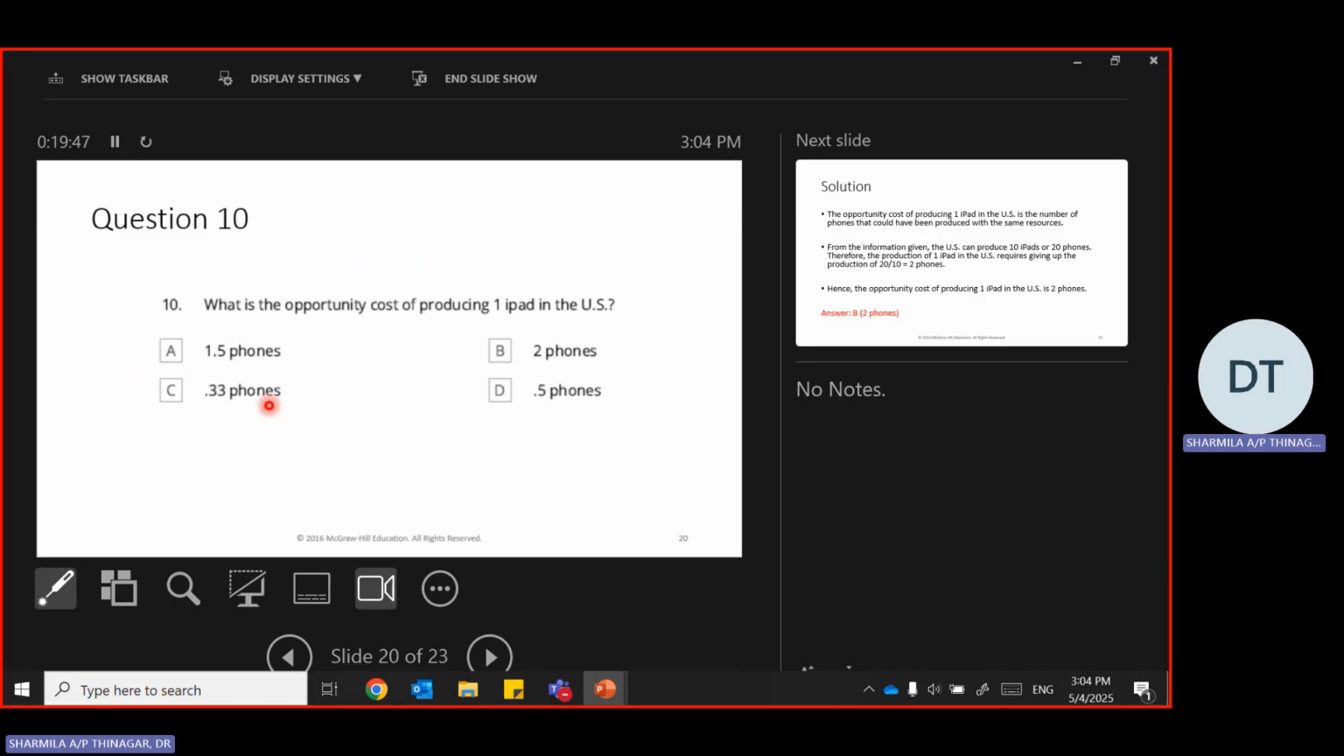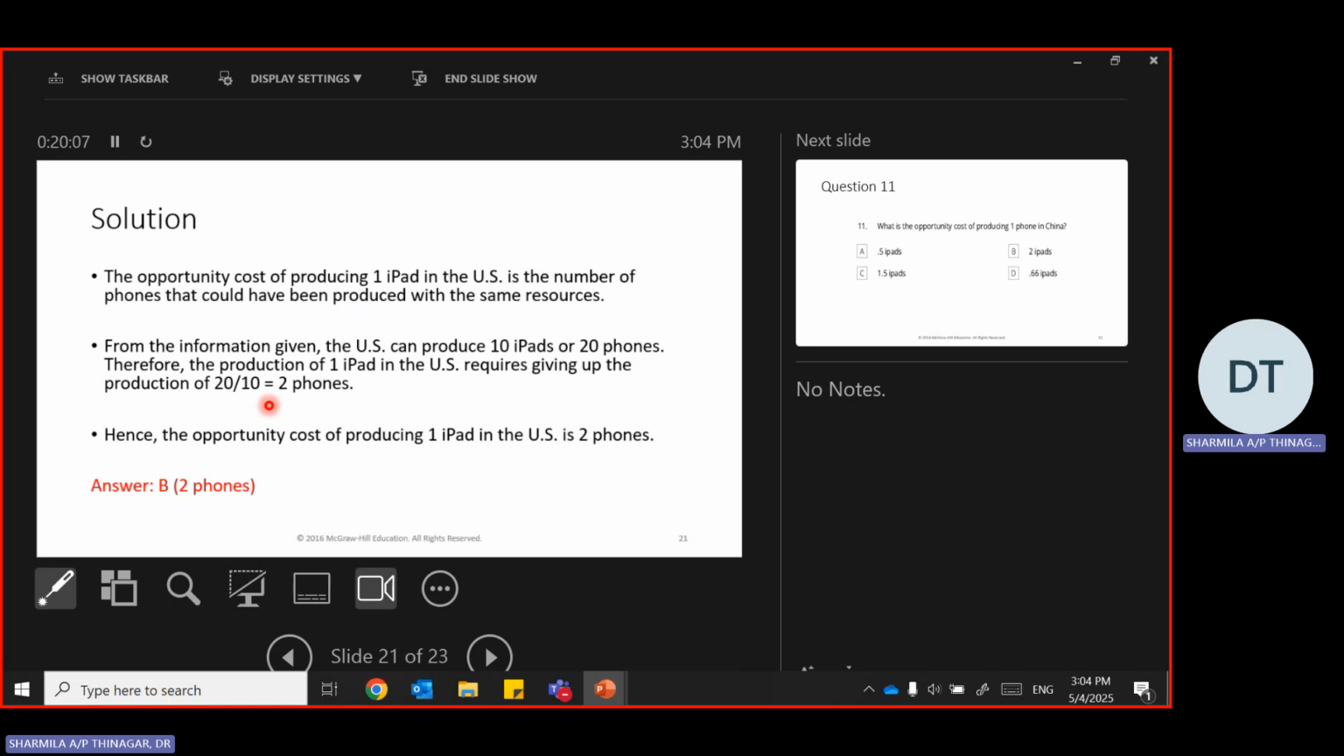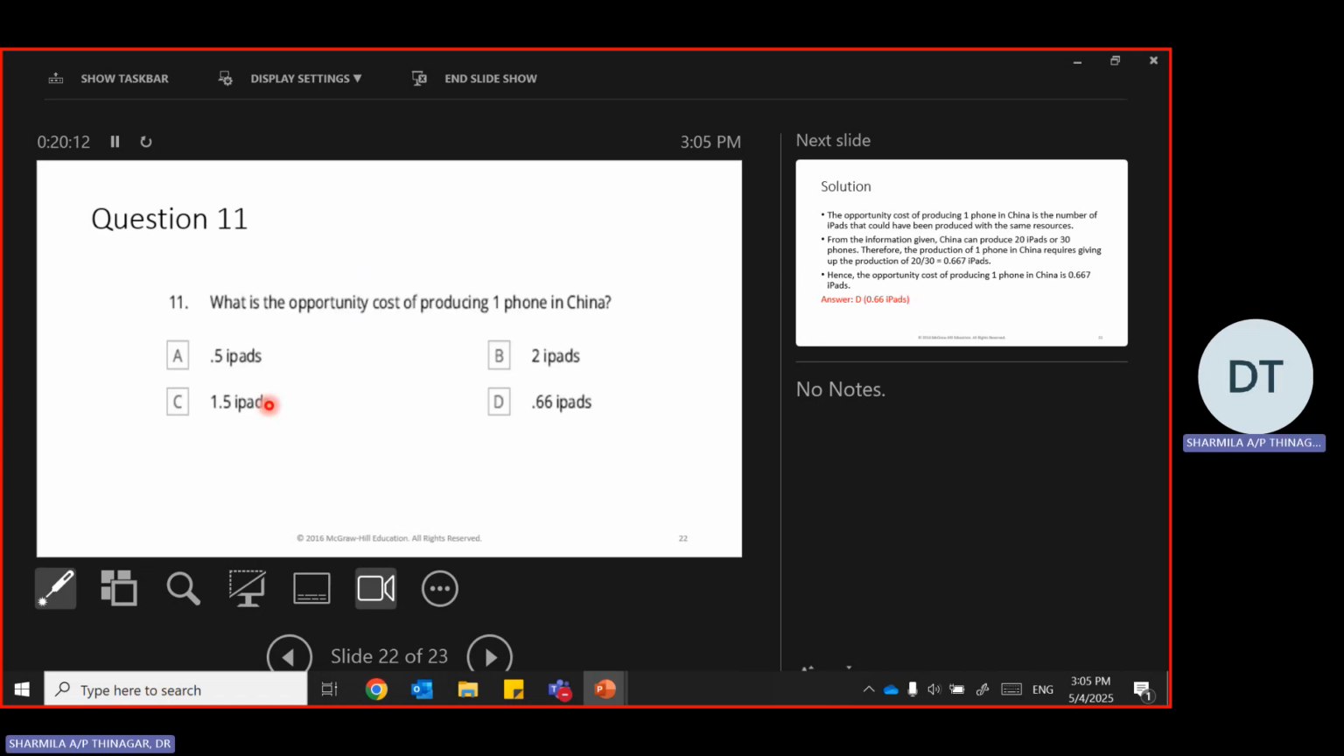How many of you are saying it's A, 1.5 phones? How many of you are saying 2 phones? How many of you are saying 0.33? How many of you are saying 0.5? The majority got it, 2 phones. Okay. Last one. Opportunity cost of producing 1 phone in China. What's the answer? Calculated already, right?